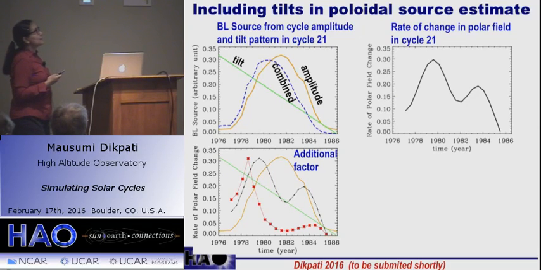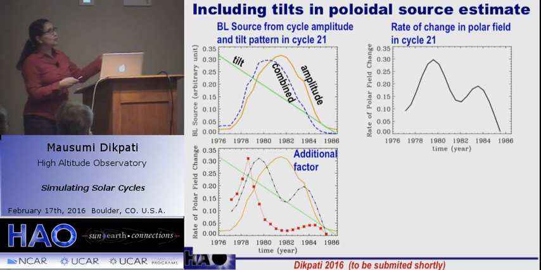If it is derived completely from the amplitude of active regions, then you get this yellow curve. But the tilt pattern from observation gives this blue curve as a function of the solar cycle. All these examples are being shown for cycle 21. So the combined effect of the amplitude and tilt will be this blue dash curve. So if we consider the tilt pattern with amplitude, then we get this poloidal field.